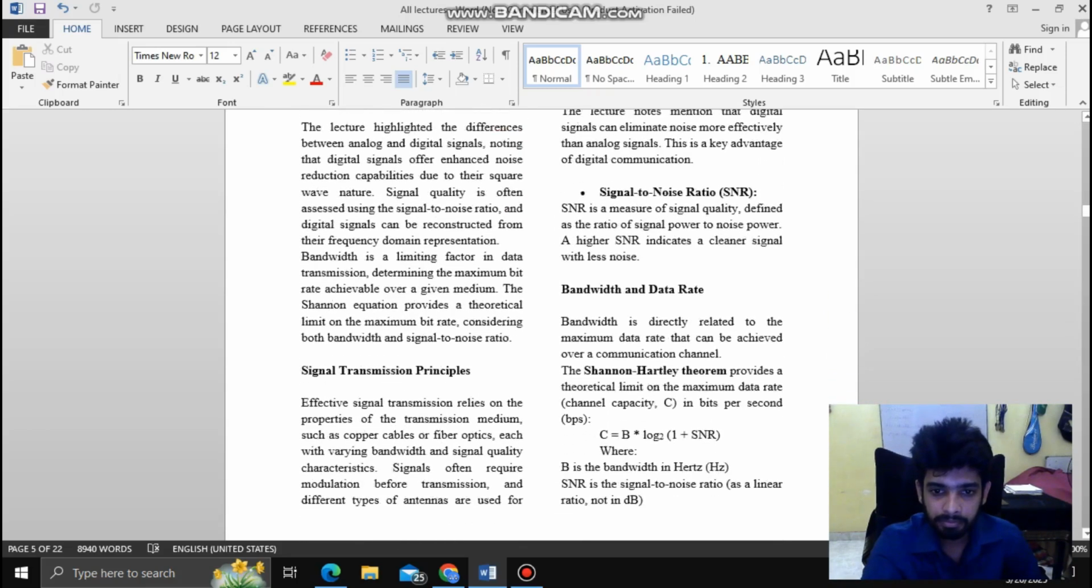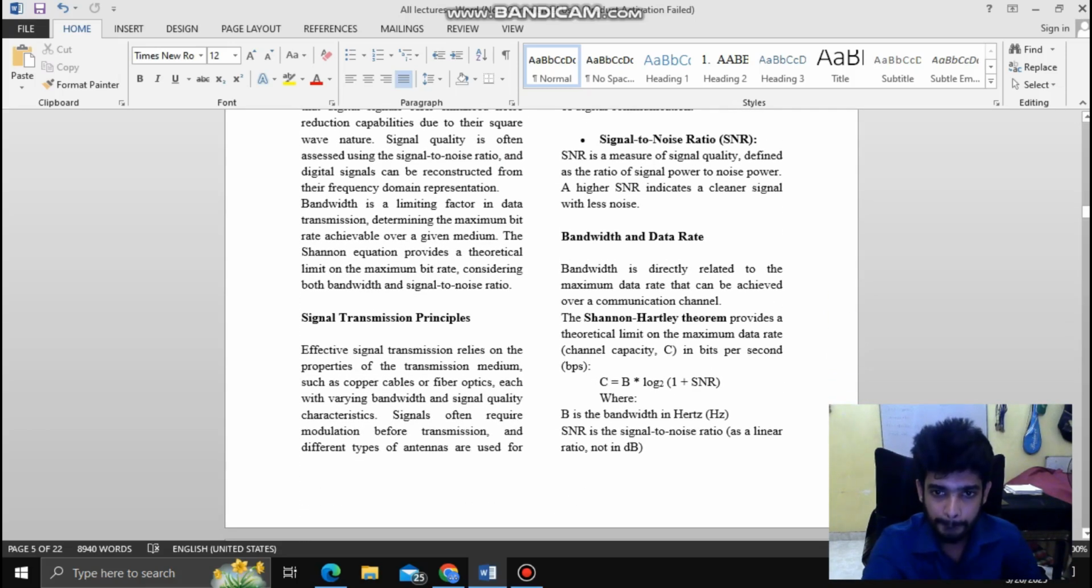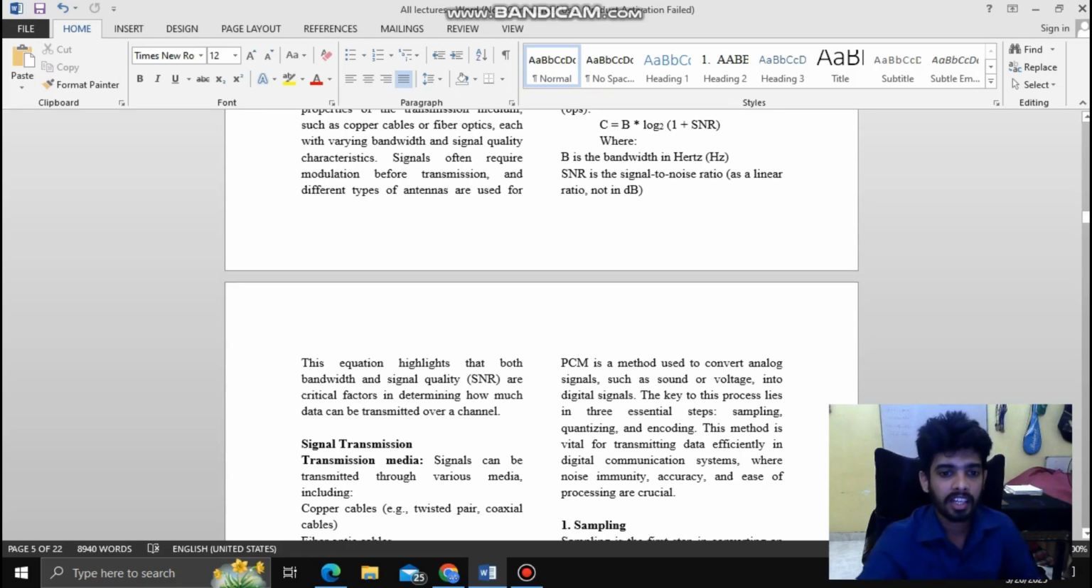Then bandwidth. It is the amount of data that can pass through a certain point in a given time. So higher bandwidth means higher amount of data, lower bandwidth means lower amount of data.